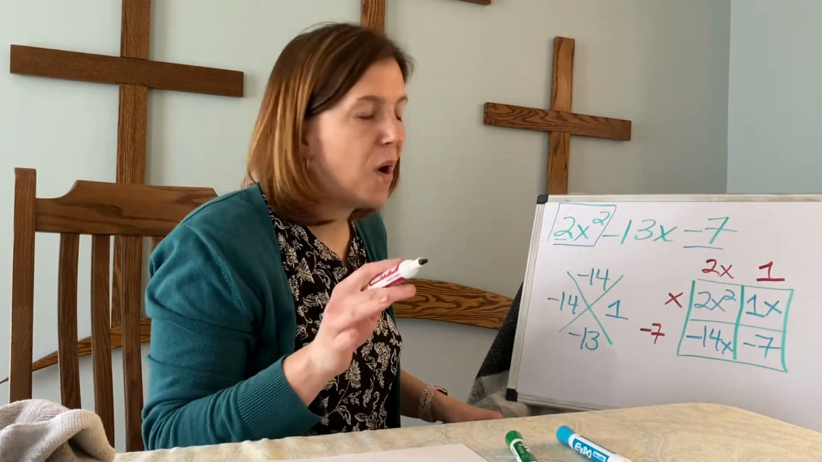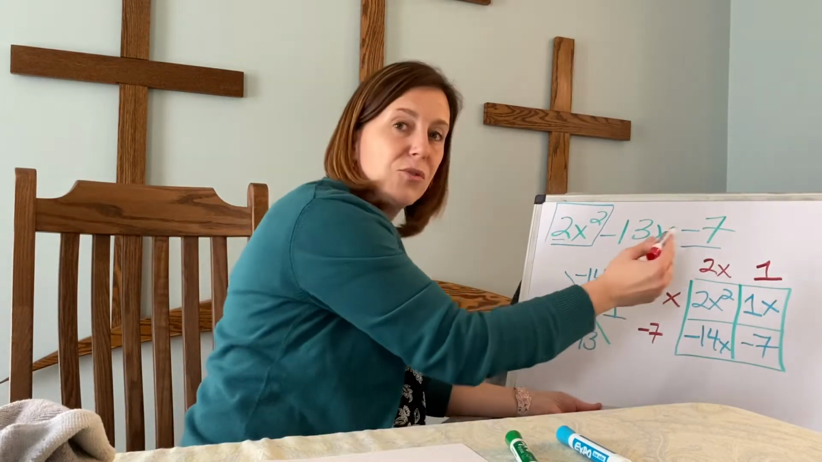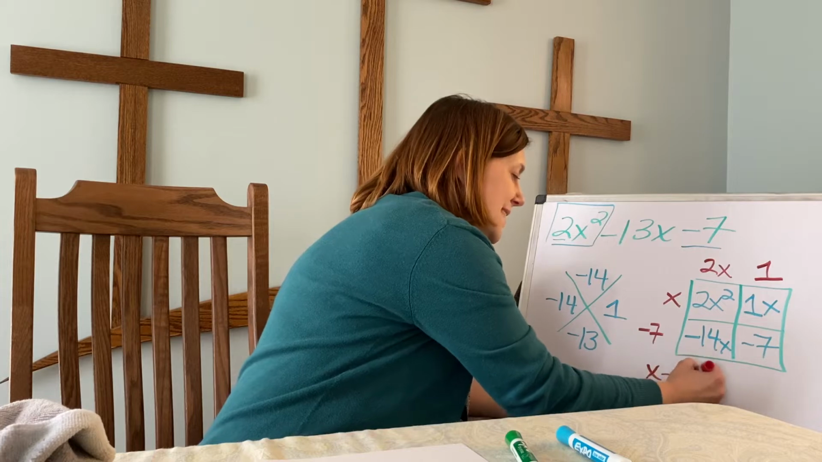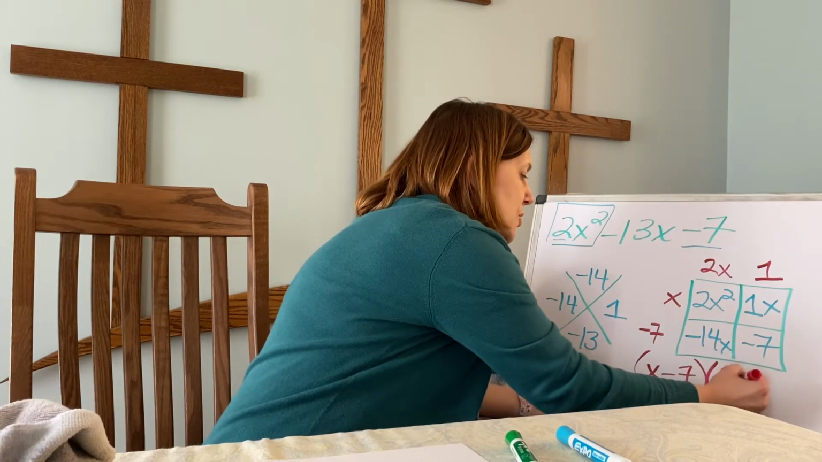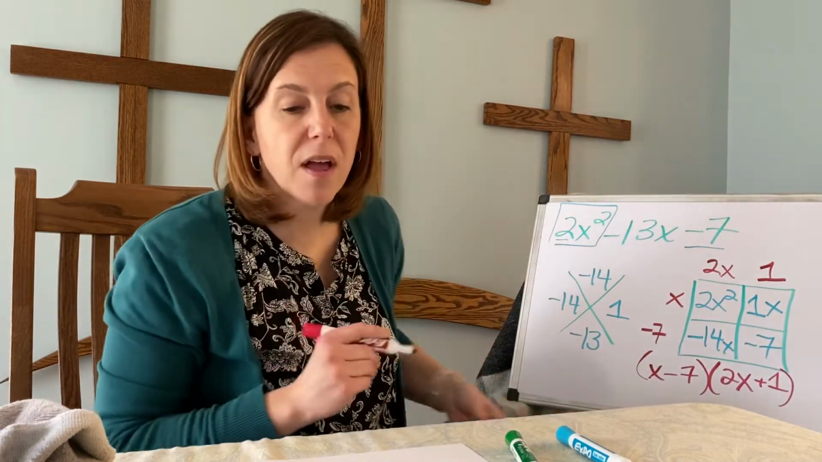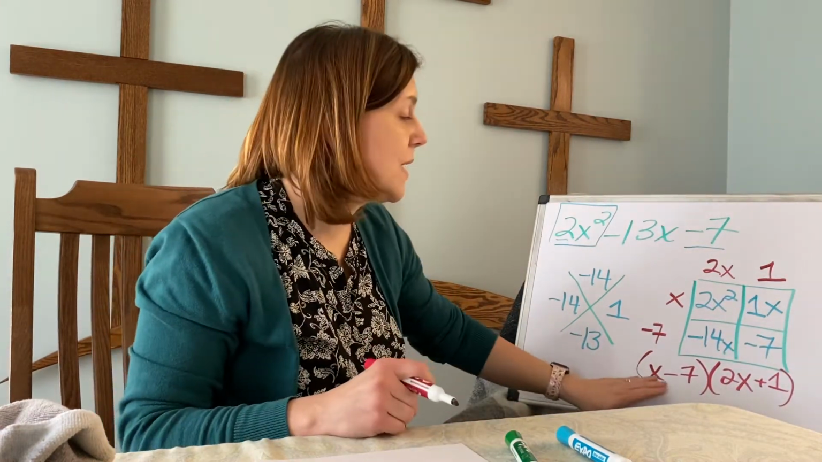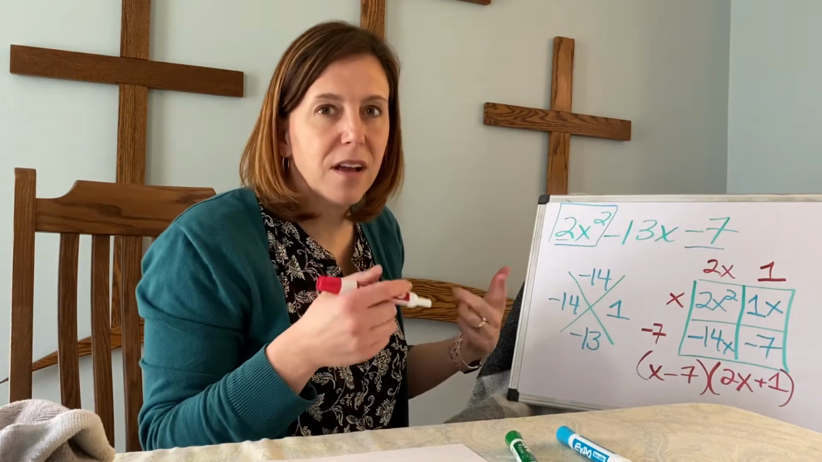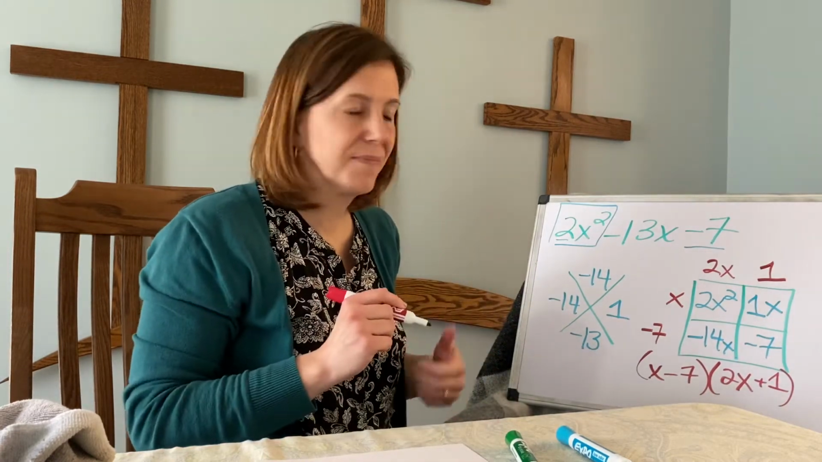It is 1. I take those two sets of numbers and translate them into binomials. And so my factored form of this quadratic is 2x plus 1 times x minus 7. Notice I said them in the other order, because remember, multiplication is commutative.